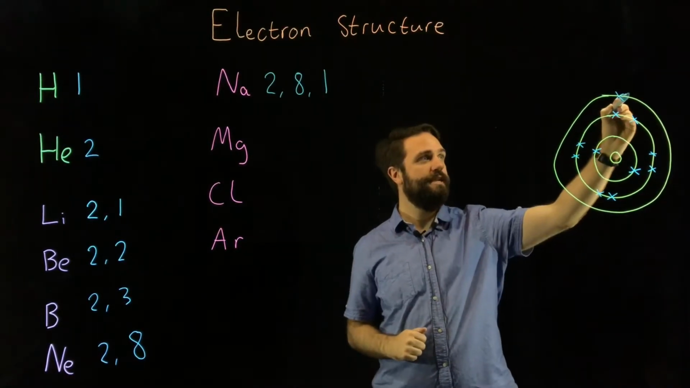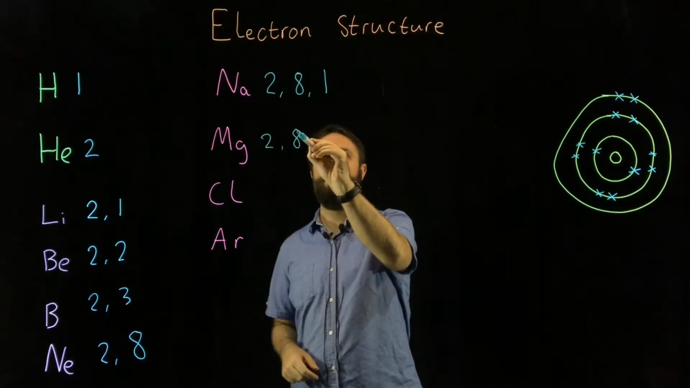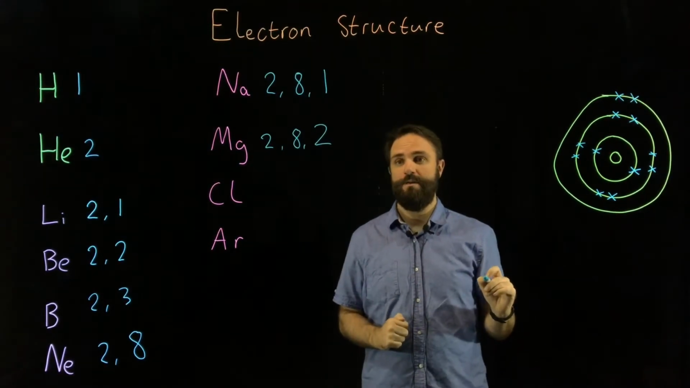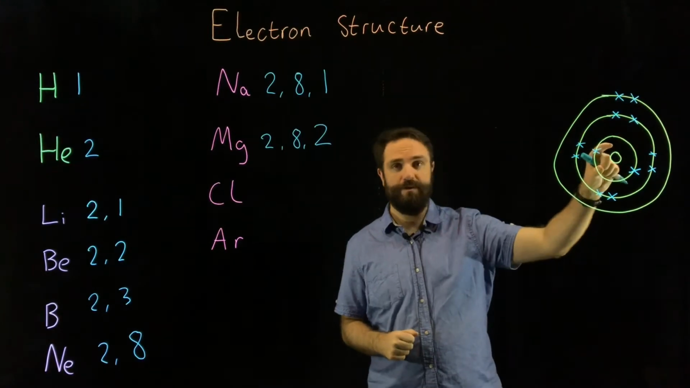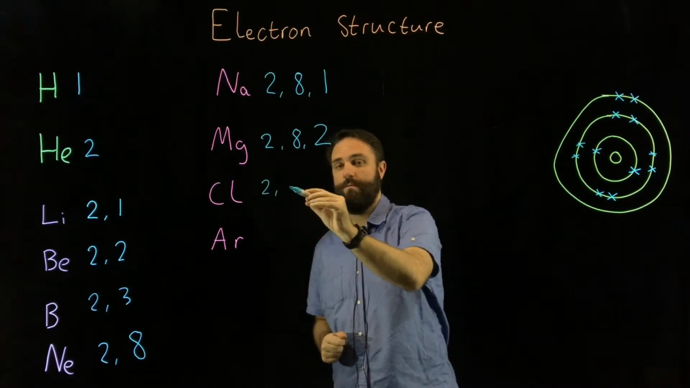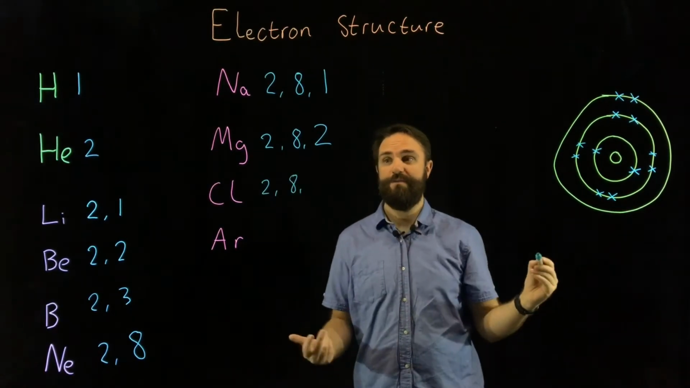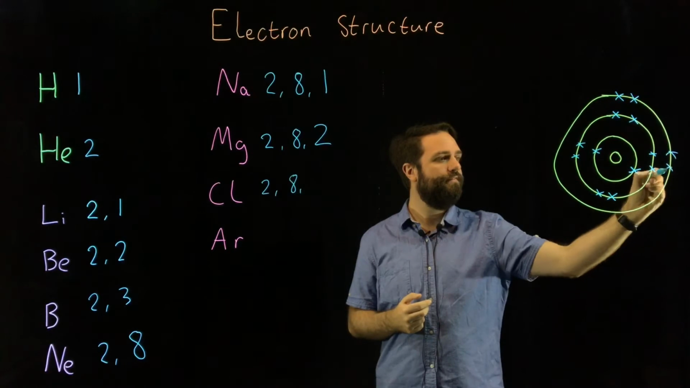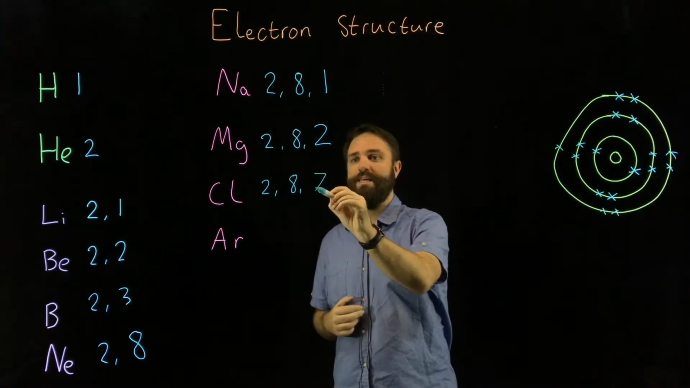Magnesium is the next atom up. 2, 8, 2. Chlorine, again, I've skipped a few forward. Chlorine has 17 electrons. So 2 in the first shell. Now it's full. 8 in the second shell. Now it's full. We've got 7 left. 1, 2, 3, 4, 5, 6, 7. 2, 8, 7.